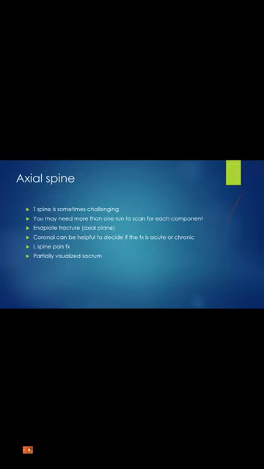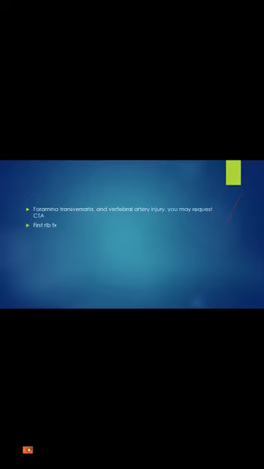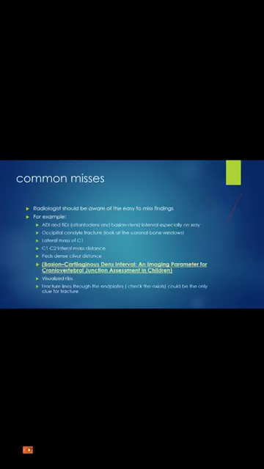For endplate fractures, the coronal can be helpful to decide whether the fracture is acute or chronic. Definitely, if you see a little buckling rather than a fracture line, then it's more chronic or subacute. Lumbar spine pars fracture, partially visualized sacrum, foramina transversaria in the axial and the cervical spine, and vertebral body injury. You may request a CT angiogram based on seeing a little bit of a fracture line in the axial run. Common misses again.